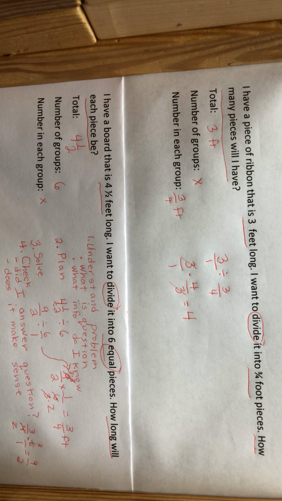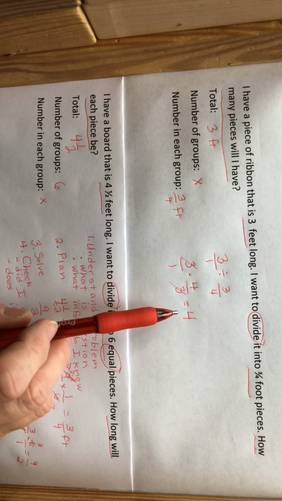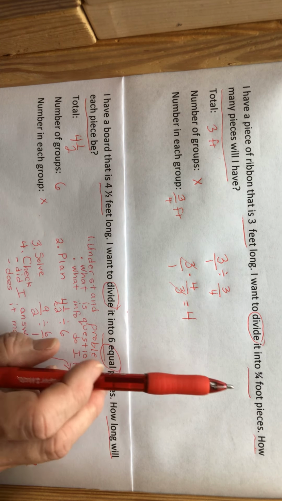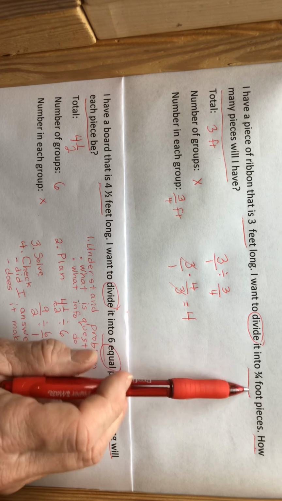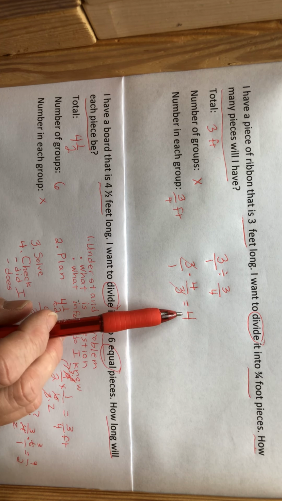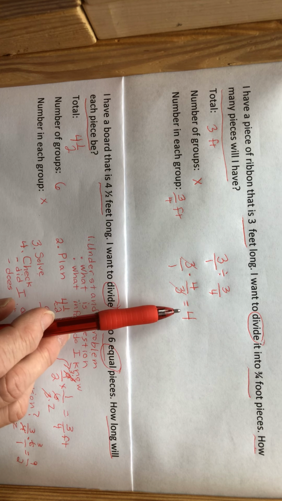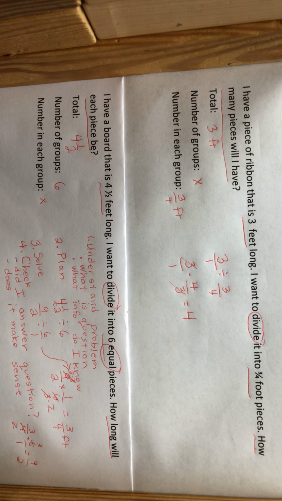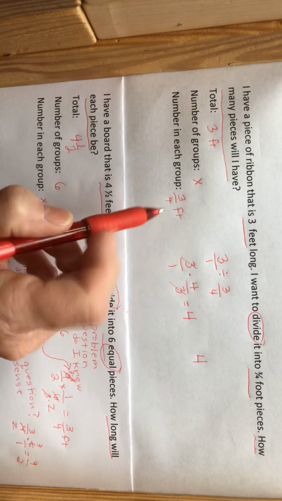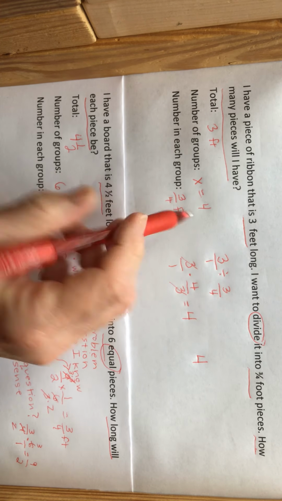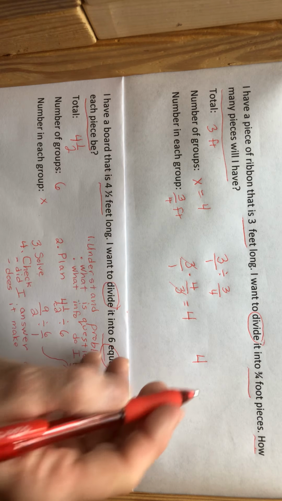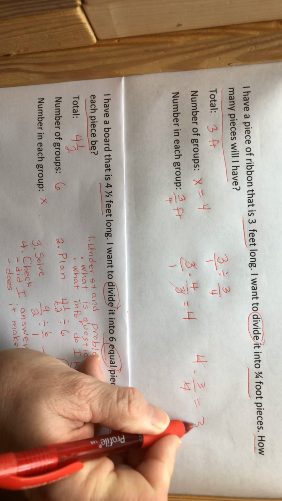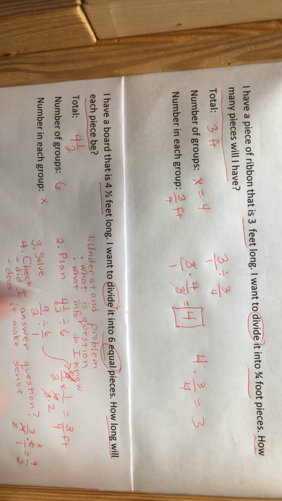So that's why you always check to see, did I actually answer the question? Now we want to see if it makes sense. Okay, if I have 4 groups, there were 3 feet, and each group is going to be less than a foot, close to a foot, but not quite. So that means that I'm going to have more than 3 groups, aren't I? Because each one's a little bit less than 3. 4 makes sense. I could also check it by multiplying. This was equal to 4. So I could multiply the number of groups times the number in each group, and that gives me 3. So yes, my answer of 4 makes sense.